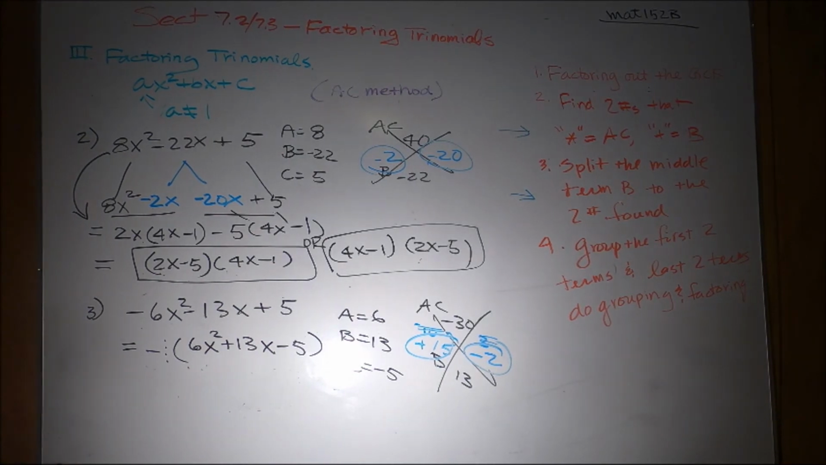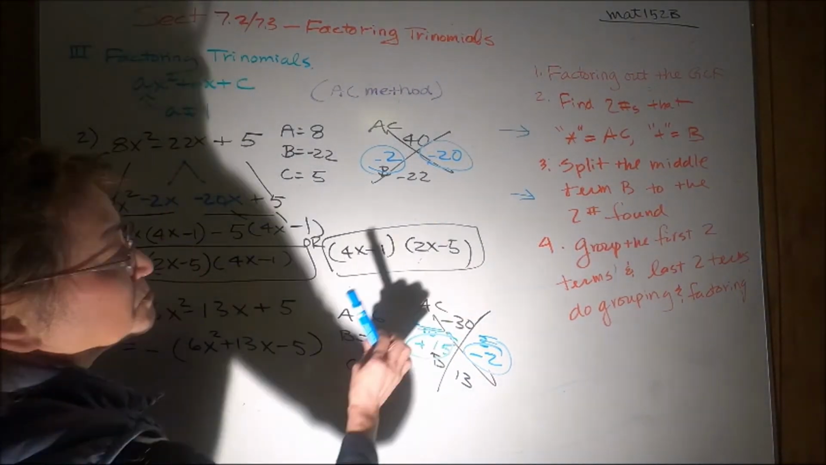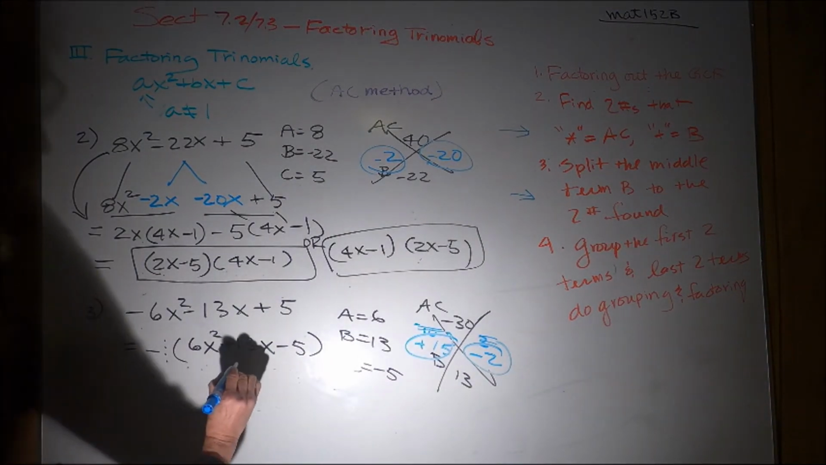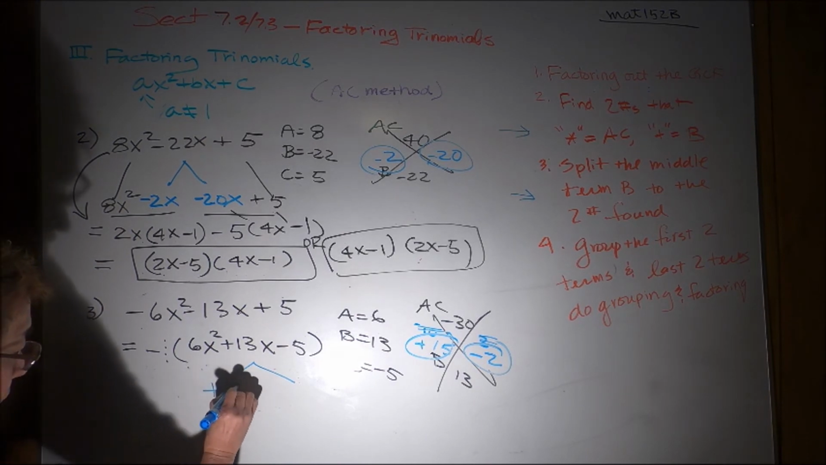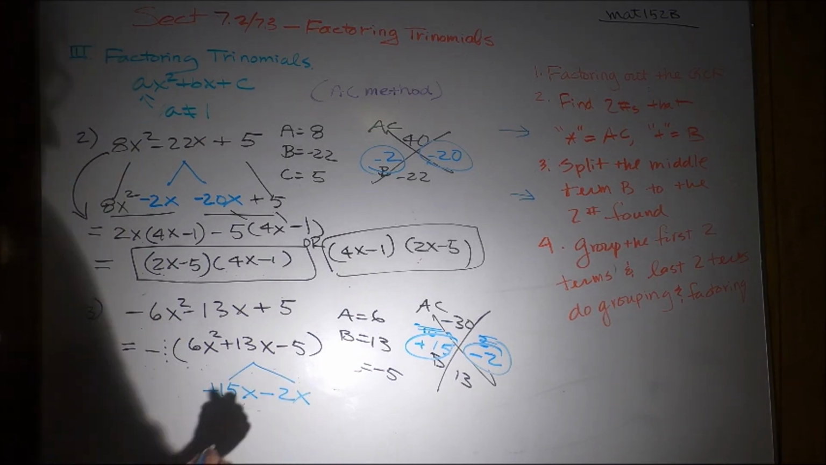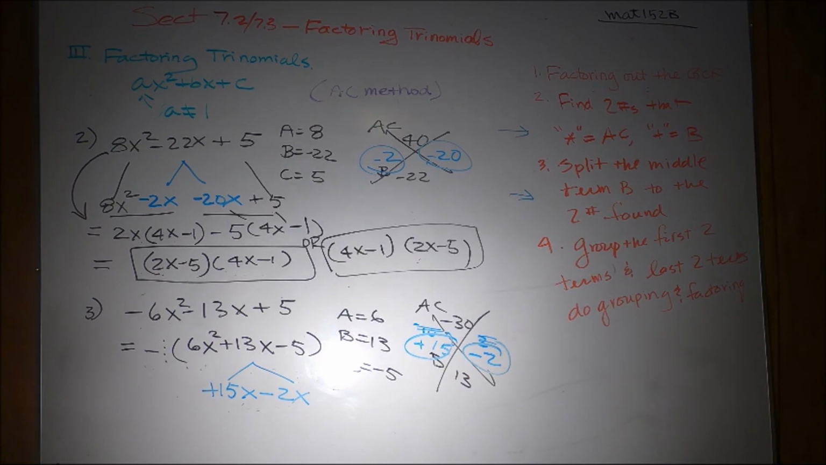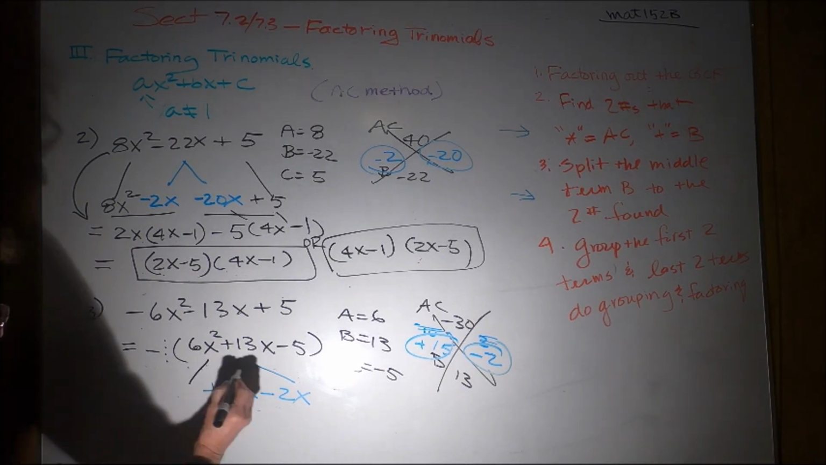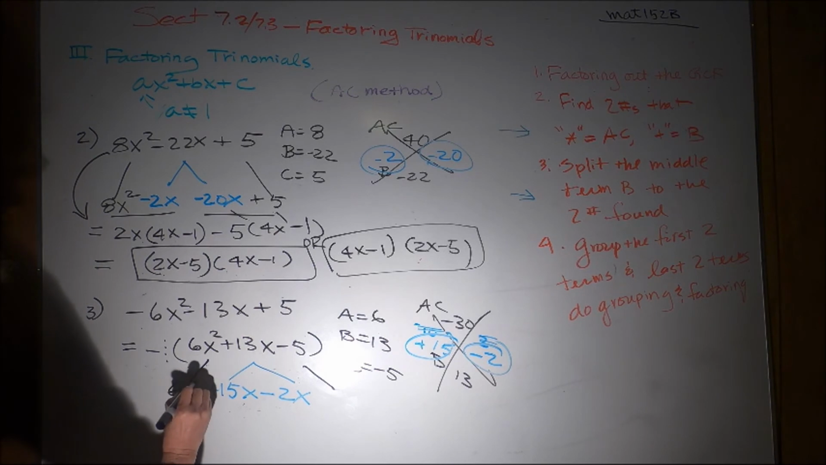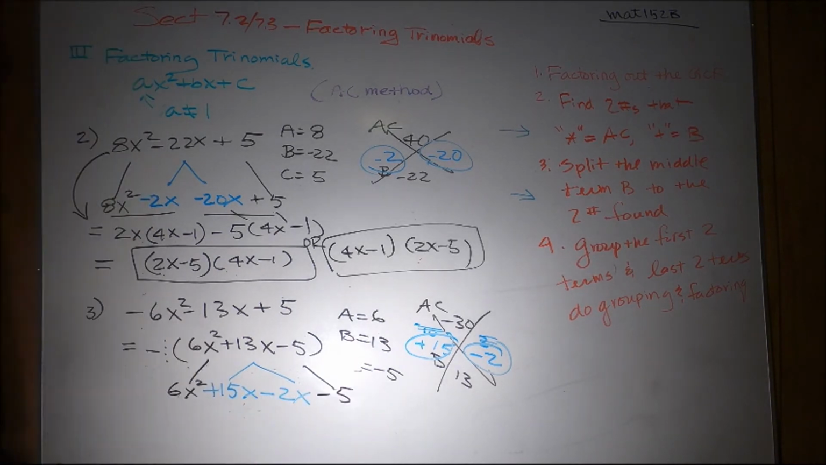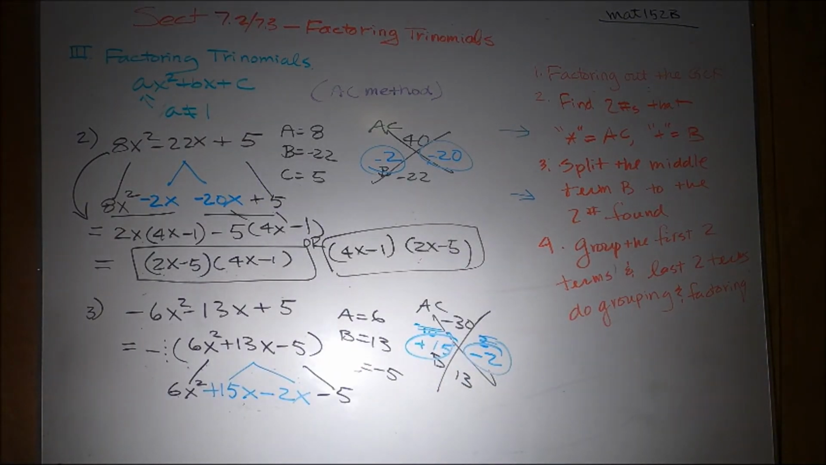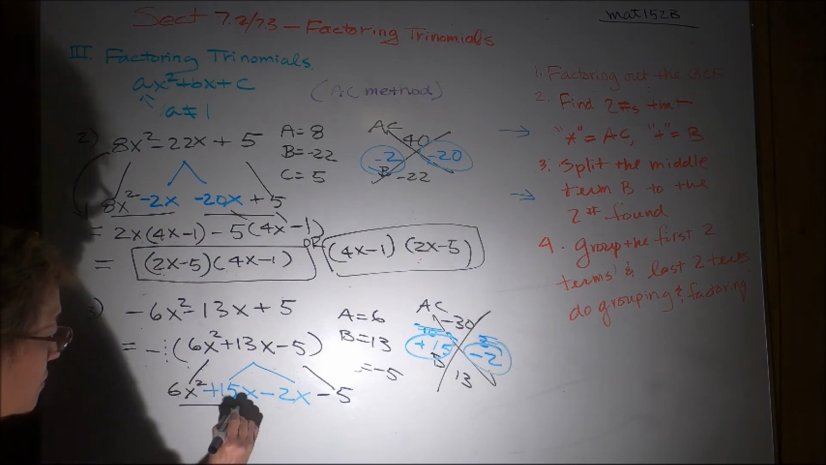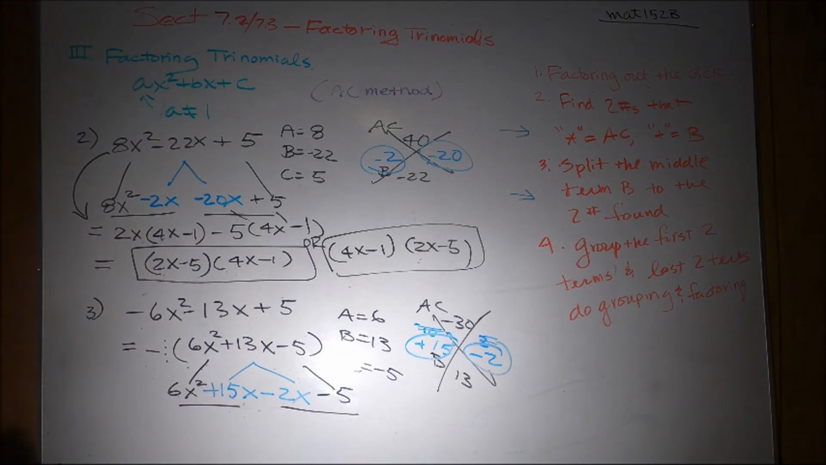Then what's the next step? Split the middle part into the two numbers we just found. So you have 15x and -2x, right? Then we carry down the other two terms, right? Then what do we do? Next step, grouping the first two and last two.